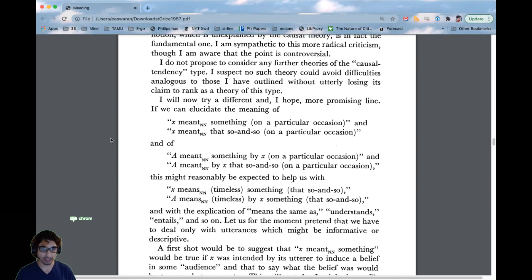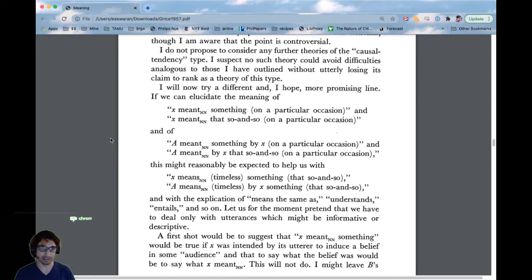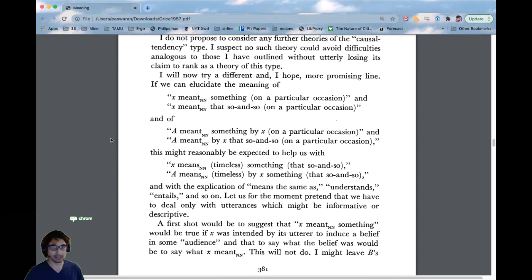I will now try a different and, I hope, more promising line. If we can elucidate the meaning of "X meant something on a particular occasion," and "X meant that so-and-so on a particular occasion," and "A meant something by X." So I guess in the first case, X is the sentence or the utterance. So an utterance means something on a particular occasion, and then A meant something by X on a particular occasion. So a speaker means something by using this utterance.